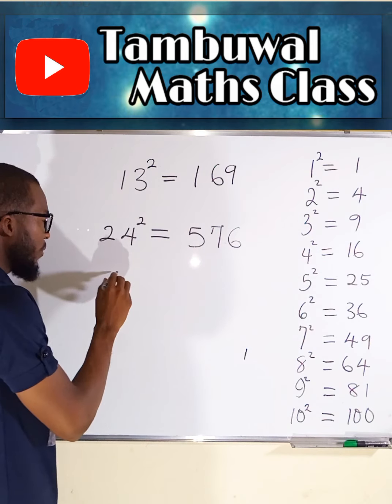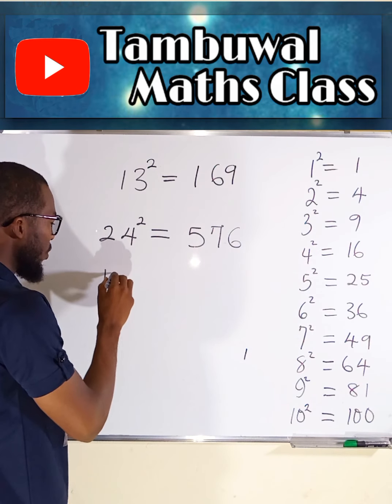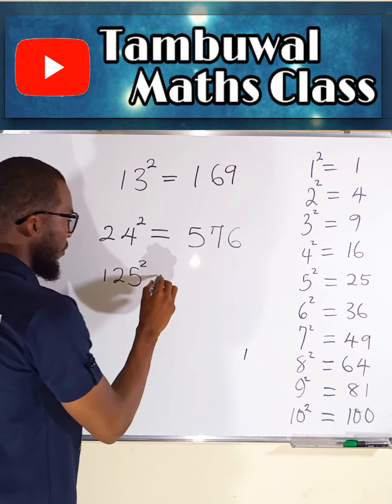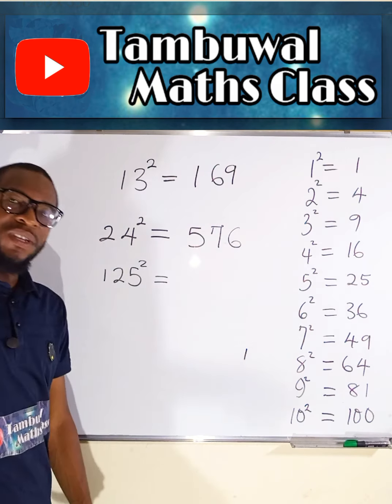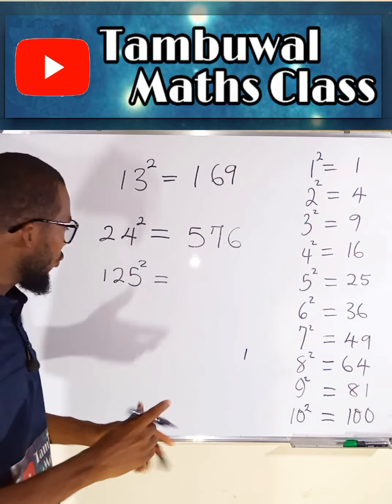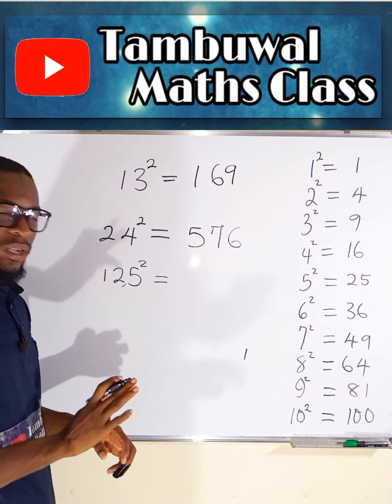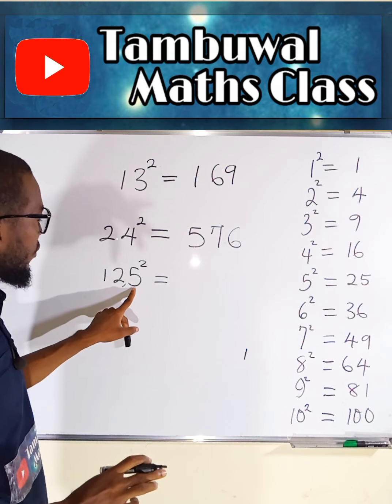So the question is, what if the numbers are 3 digits? So first we have maybe 125 squared. If you have 3 digits, you can partition the number into 2. You group them into 2. We can group 12 and 5 together. So we start with this one.